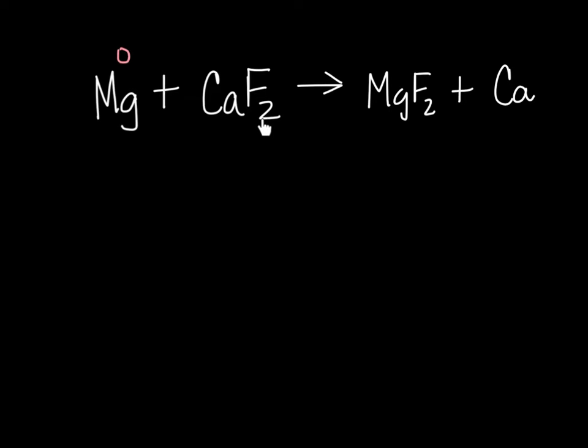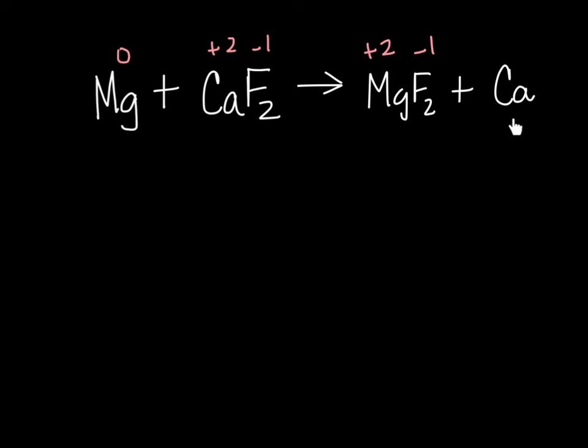Then we go over here to calcium fluoride. It is an ionic compound, so they will just take on their ionic charges. Calcium is plus 2 because it's in group 2, and fluorine is negative 1. Okay, now we go to the other side. This is also ionic, so these will take on their ionic charges. Magnesium is plus 2, and the fluoride is negative 1.